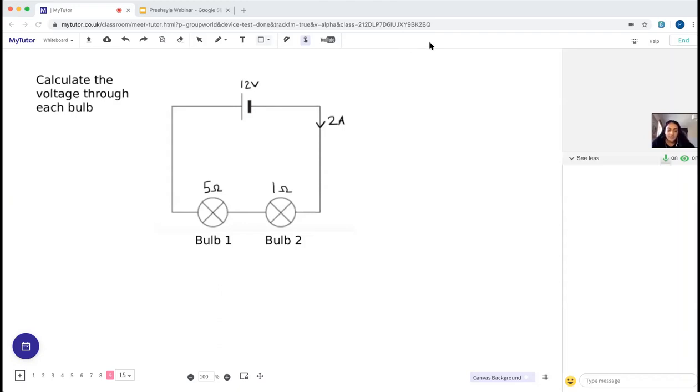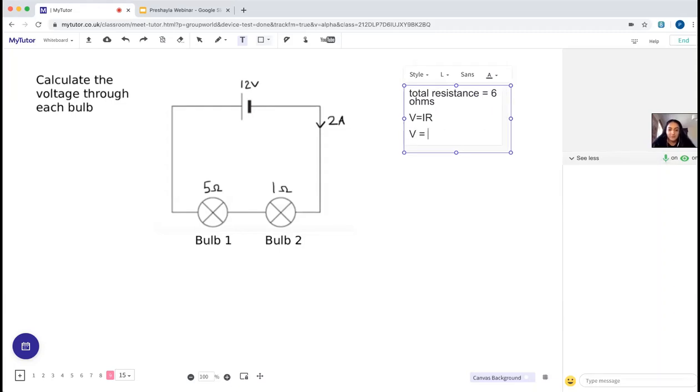Okay, so hopefully you've been able to work it out. So we have a 12 volt voltage coming from our cell and a 2 amp current. First things first, let's work out the total resistance. Because we have two resistors in series, we know that the total resistance is 6 ohms. Now we want to find out the voltage through each bulb. So we can do V equals IR for each bulb. Remember, we're trying to find the voltage for each bulb.